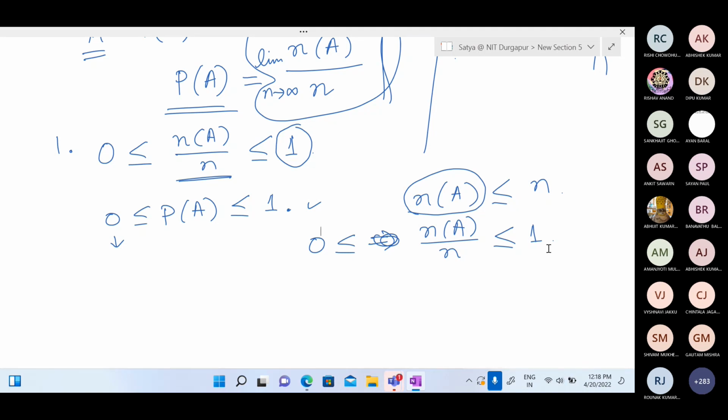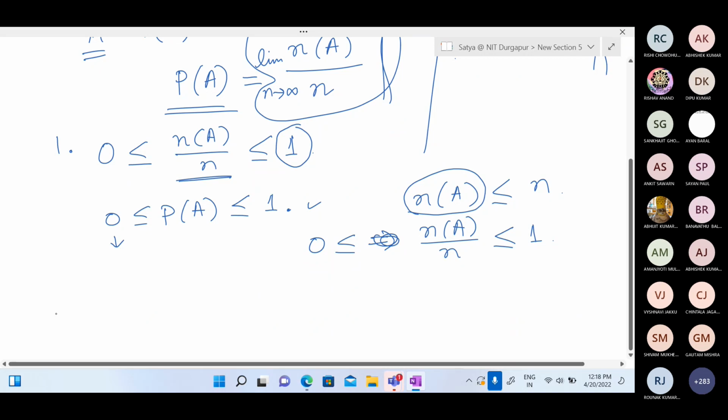Now, one definition is mutually exclusive events. Two events, suppose A and B. So keep in mind, event.